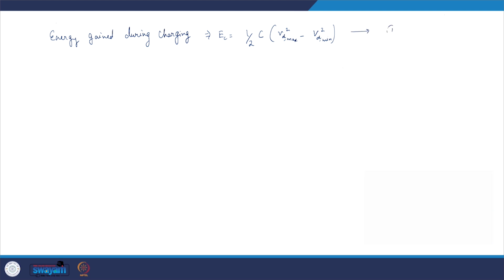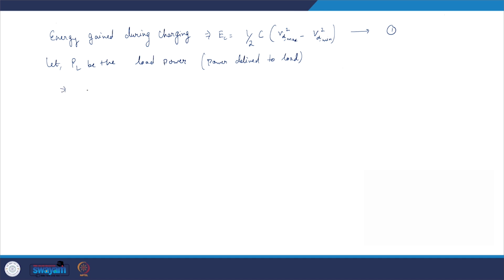Let us define this as equation number 1, and let PL be the load power, or the power delivered to the load. Generally we define the power of the load in terms of kilowatts as well. So, let PL be the load power, or the power which is being delivered to the load.